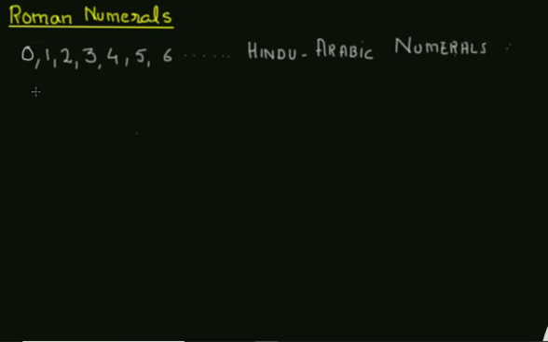What about the Roman numerals? They basically look like this. You have 1, 2, 3, 4. So now do you remember these numbers you must have come across in the books? Let us try to understand them better.